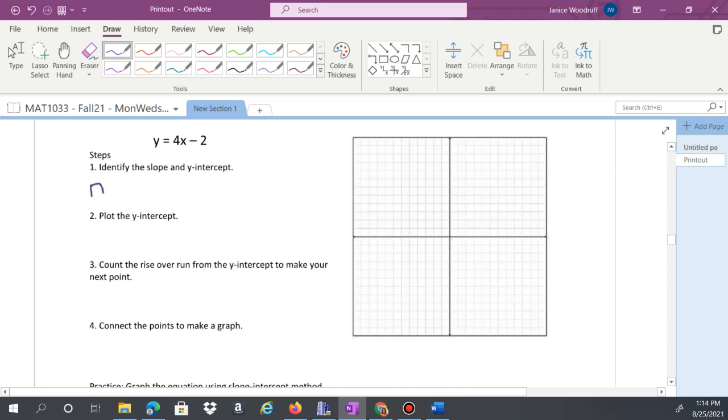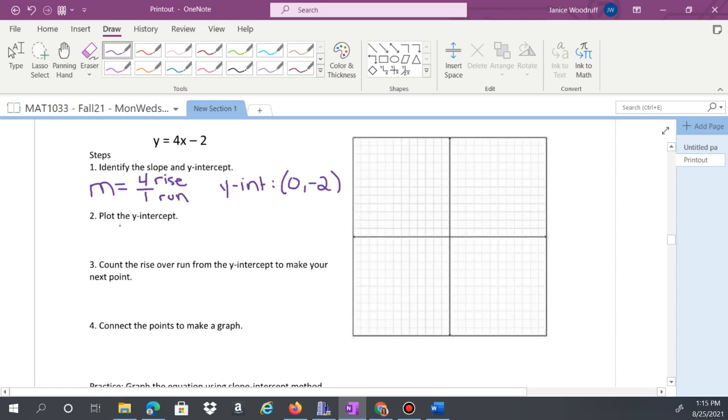So in this equation, what is my slope? 4. Now, when I have a whole number for a slope, I do want to put it over a 1 because for my slope, I need a rise and I need a run. So anytime I get a whole number there, put it over a 1. And then what is my y-intercept? -2. So I'm going to say my y-intercept is the point 0, -2.